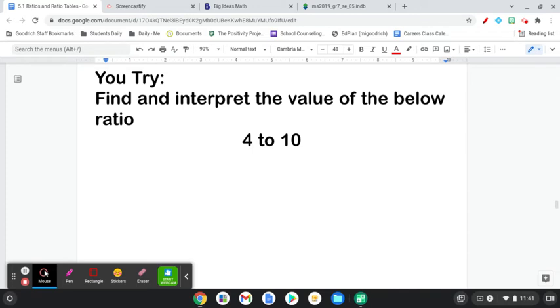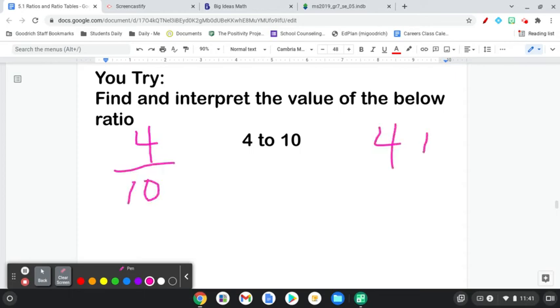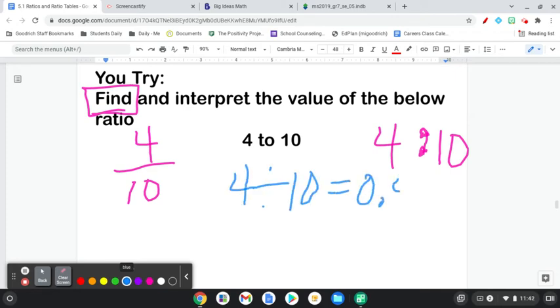So again, 4 to 10 really means 4 to 10, or 4 colon 10. They gave it in word form. So we need to find that value first. So again, we do 4 divided by 10, which is going to give us 0.4, or even 2/5. So what that means is that the relationship between these two numbers is 2/5 or 0.4.